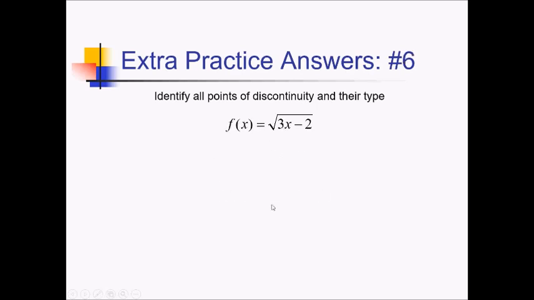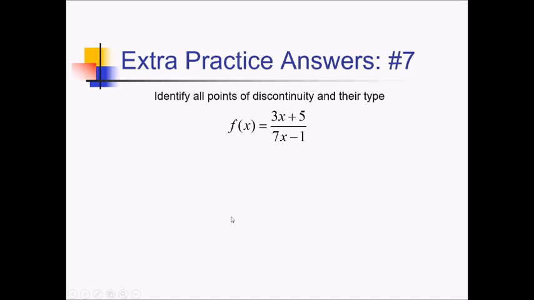For finding discontinuities on this problem, we know with radical functions, or at least even radicals, square root in this case, we have an undefined area wherever the radicand, the stuff inside the square root, is negative. So if we set 3x minus 2 less than 0, that's going to help us figure out where that undefined area is. Well, solving for x, we just add 2, divide by 3. So we have an undefined area then for x less than 2/3.